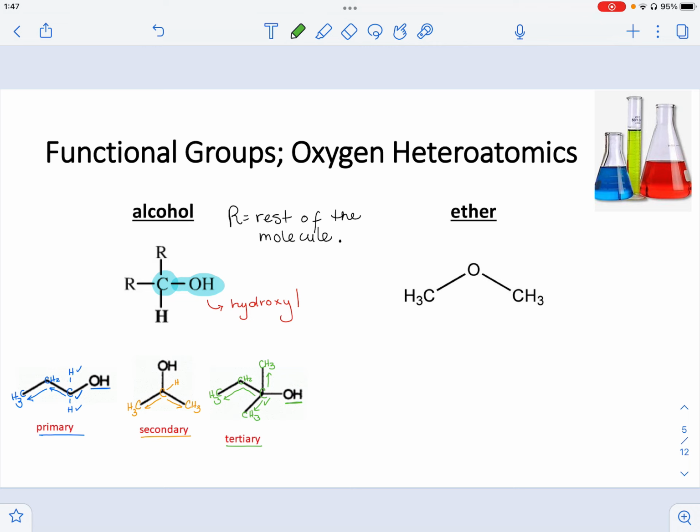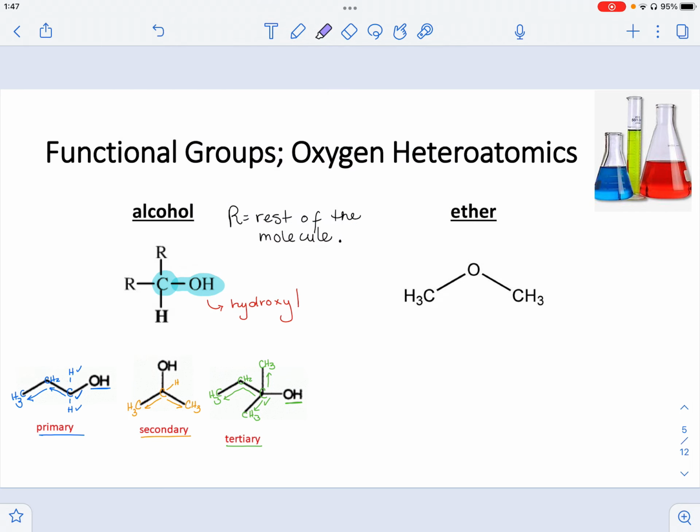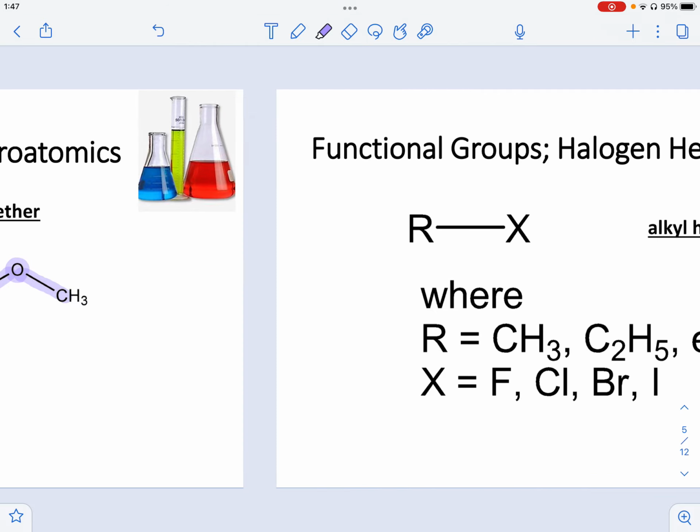Another functional group that is part of the oxygen heteroatomics are ethers. And in order for a molecule to be considered an ether, understand that the oxygen atom has to be bonded to carbon chains on either side. In this example, we have methyl groups as carbon chains holding that single bond oxygen in the middle.